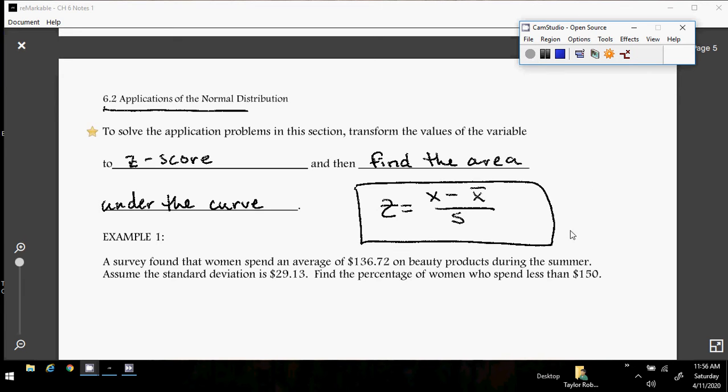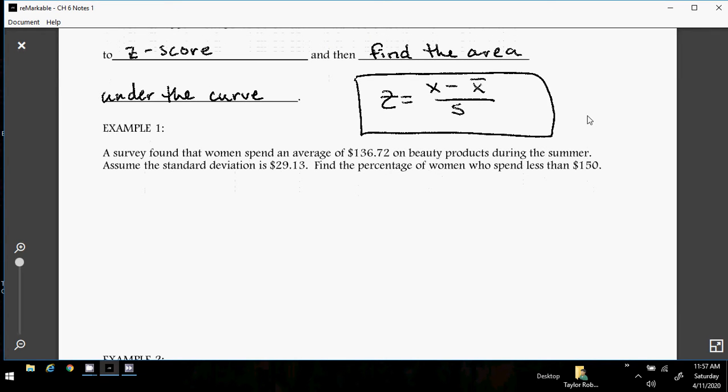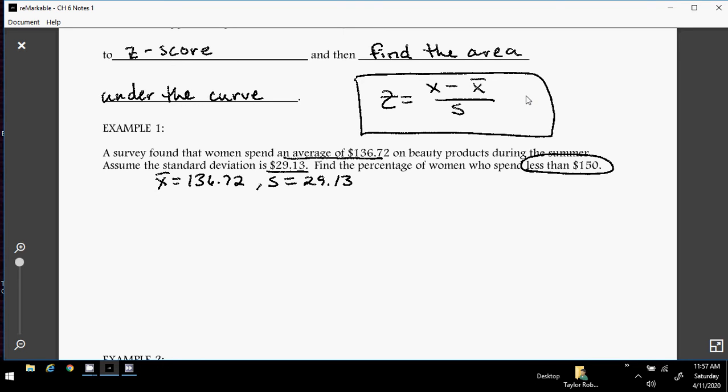Alright, so example 1, we're going to read it, pull out the important information, and go from there. It says a survey found that women spend an average of $136.72. That's my average, which makes that my x bar. So x bar is $136.72. Then it says assume the standard deviation is 2913. So that's my s, and I'm going to write that down. Then it says find the percentage of women who spend less than 150. So this is what I'm looking for: less than 150, what percent?